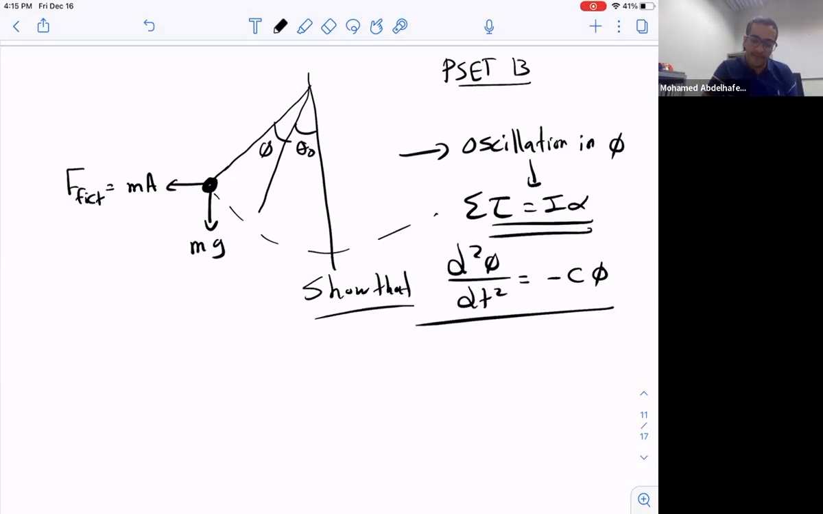And in that problem, if you remember, this was the pivot point right here. So you had to calculate the torques about this pivot point. It looked something like this. This length is L. So let's calculate the torques. Okay, let's pick some k hat here. I'm going to pick k hat to be out of the page.